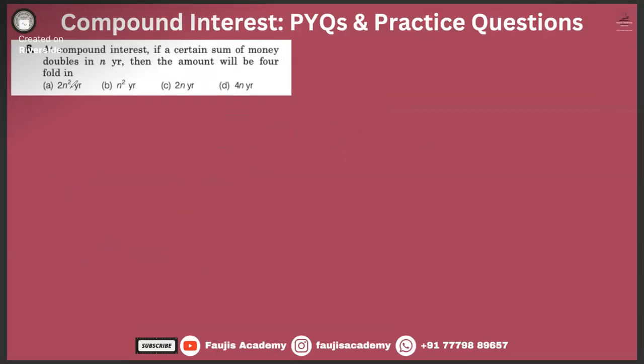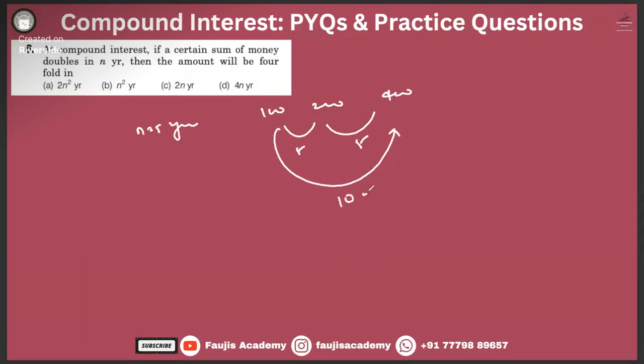Correct. Shall we move? At compound interest, if a certain sum of money doubles in n years, then the amount will be fourfold in how many years? Theory bit. C, sir. Absolutely C. Let's say n is equal to 5 years. In 5 years, 100 becomes 200. So they are saying when it becomes 400. Here to here 5 years, and here to here again 5 years. So when did it become fourfold? In 10 years, that is basically 2n. So what is the answer? C. Right.